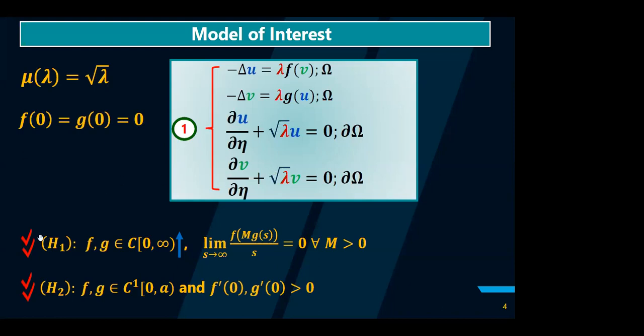Here are the hypotheses I'm going to have. We assume that f and g are increasing functions, and this particular limit is 0 for any positive constant m. And this kind of a condition is called a combined sublinearity, or in other words, f and g are combined sublinear. And this is my hypothesis 2. f and g are C1 functions on [0, a] for some a positive, and f prime of 0 and g prime of 0 are positive.